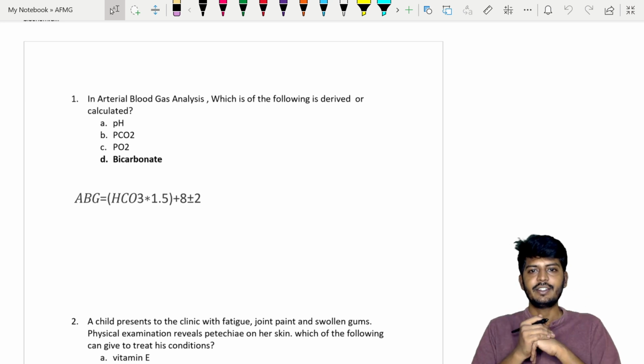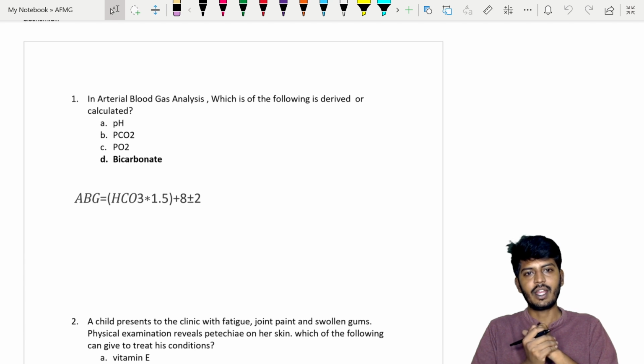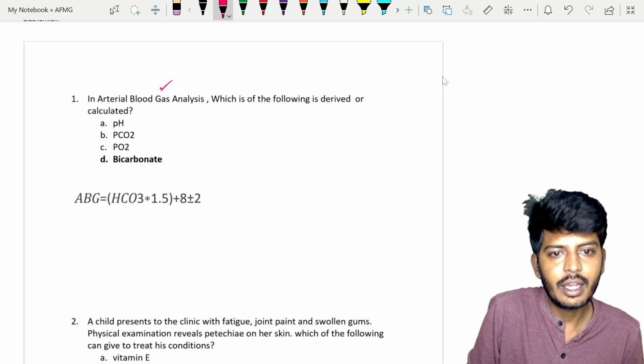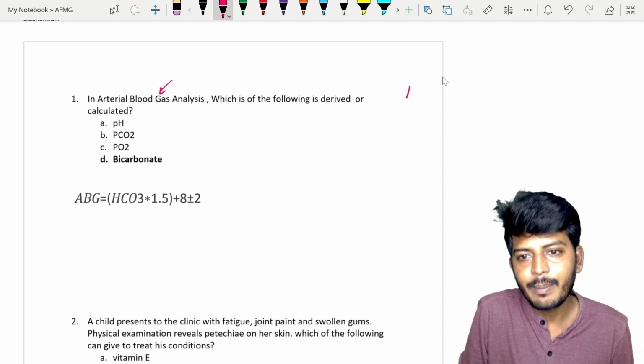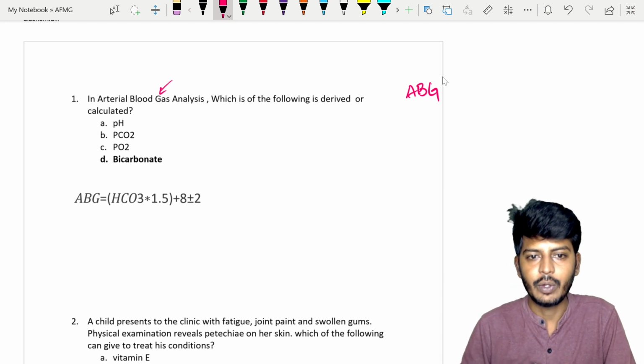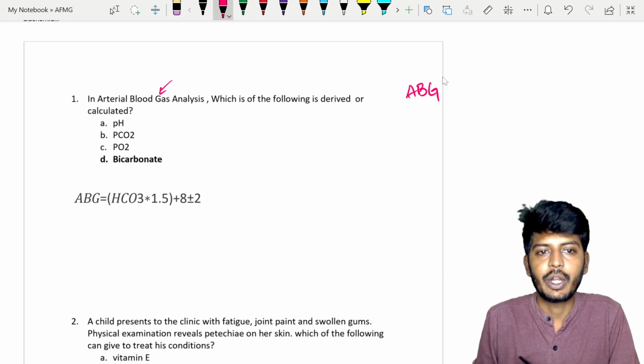Arterial blood gas analysis, which of the following is derived or calculated? Okay, now listen to me very carefully. In the arterial blood gas analysis, this is a recall question. In the recall question, if you want to calculate the ABG value, what is that? Arterial blood gas analysis value. So, what value are we going to use?